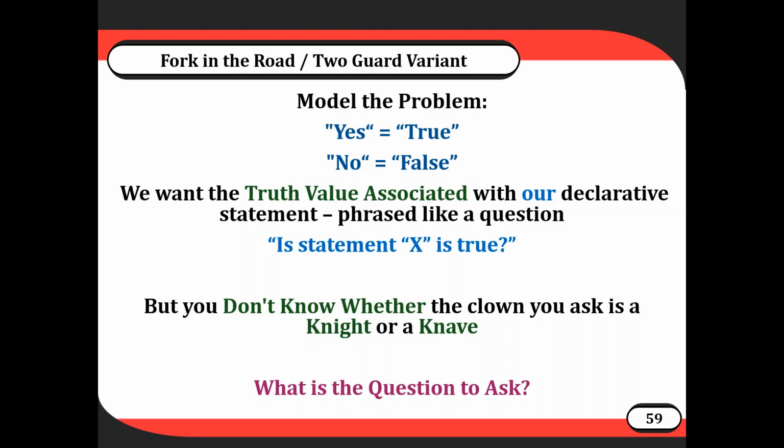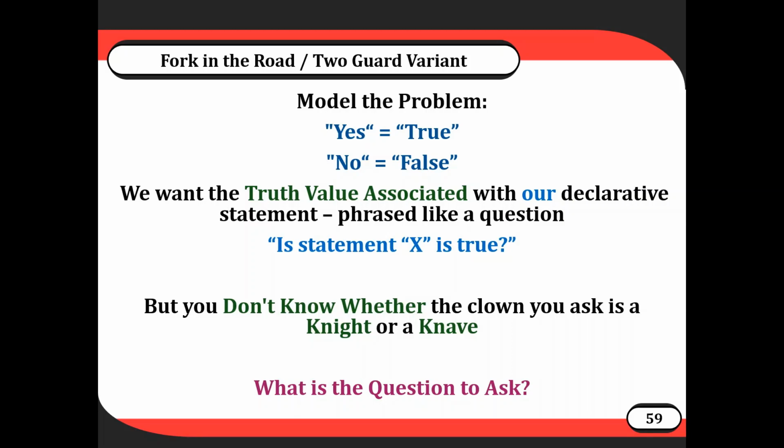And then we know that if we pose it to one, they will actually tell the truth. They will give us the accurate value of the statement that we made. And if we pose it to the other one, they're going to give us the not accurate value. So they're going to give us the opposite value of the truth. All right, so hopefully that's clear. If not, perhaps it'll become clear in the next few steps. What we don't know though is which one is a knight and which one is a knave. So what is the question to ask?